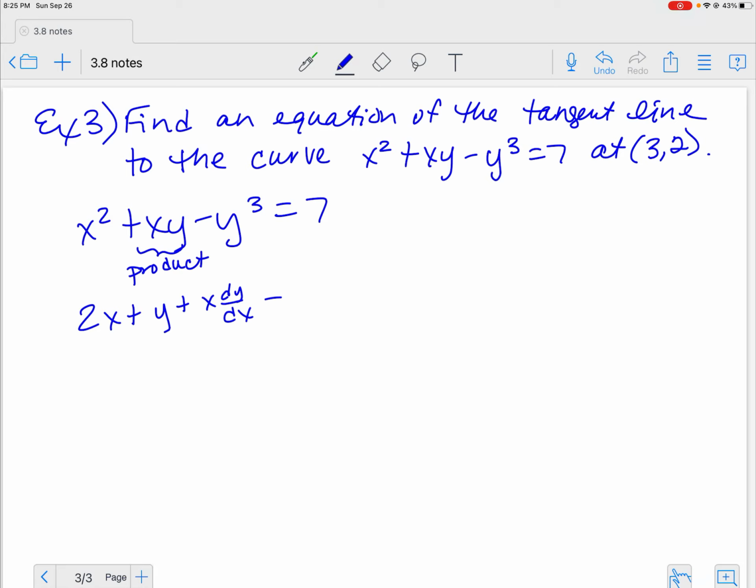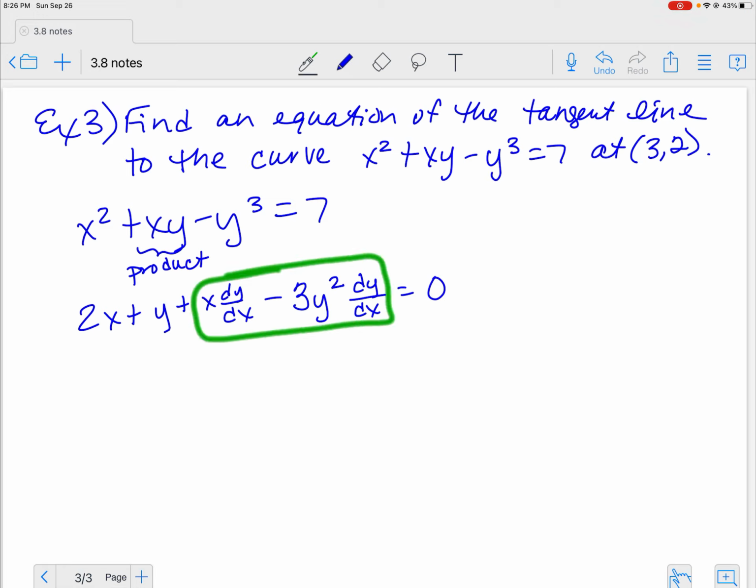Minus, and then you're going to take the derivative of this last term like normal. So 3y squared, but because it's a y, what are you putting there? dy dx. Nice. And then the derivative of a constant is 0. So the same thing again, we want to isolate the dy dx, and these two terms have the dy dx in them. So we're going to subtract off the 2x and the y.